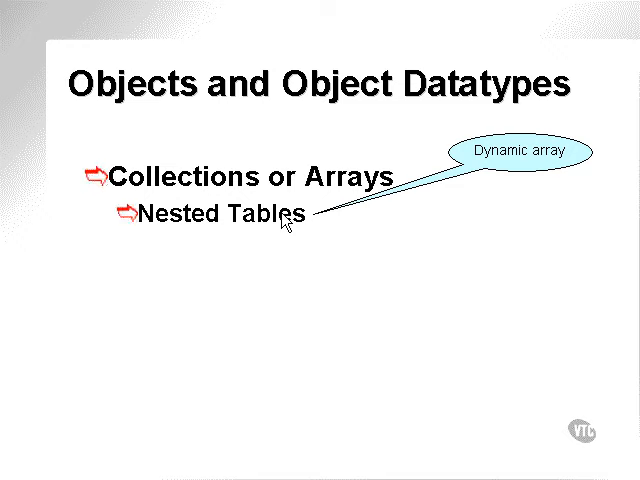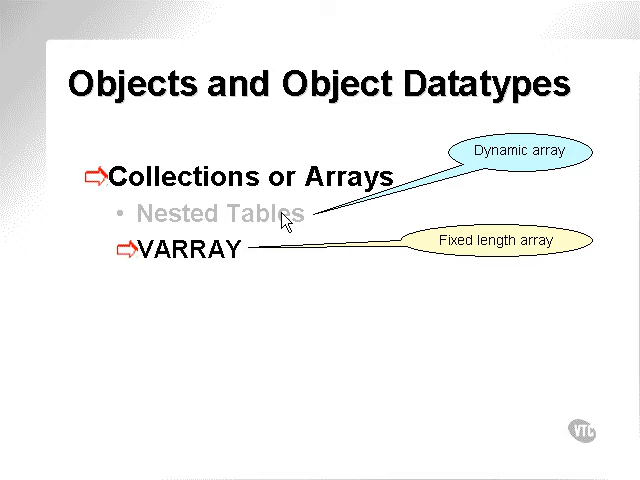Collections or arrays in Oracle. We can create something called a nested table. A nested table is effectively a dynamic array. A dynamic array is an array which does not have specified start and end points, or more specifically, it does not have a specific size or a specific number of elements. It's a pointer.